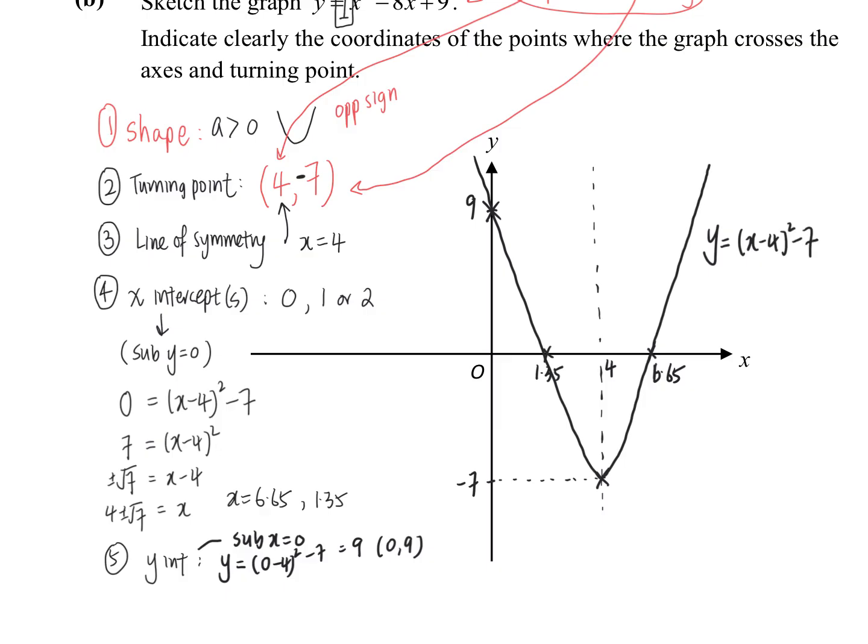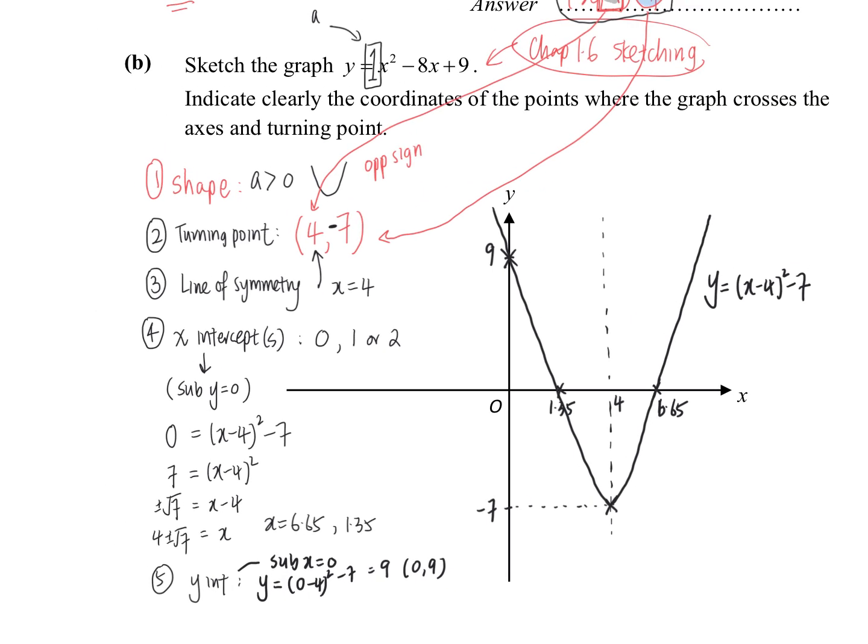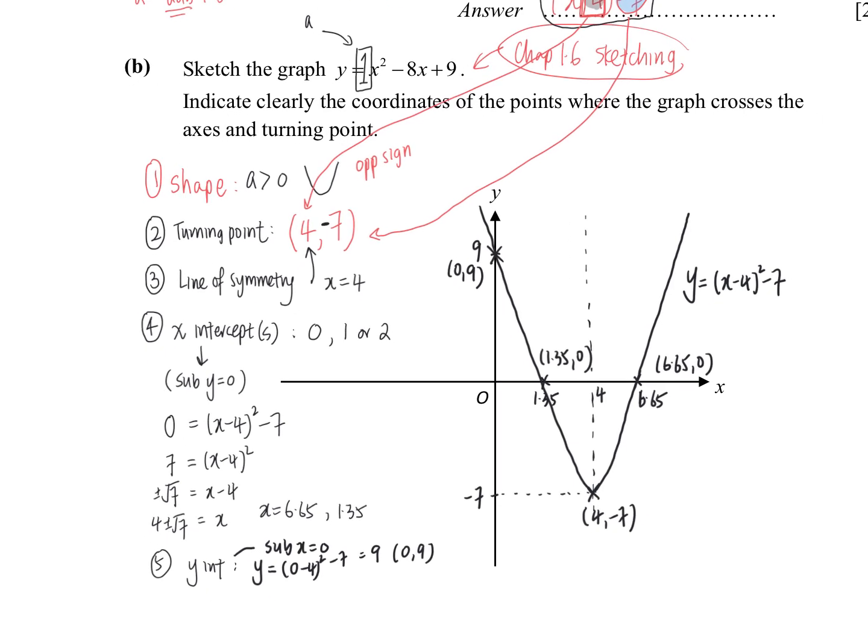They say, can you indicate clearly the coordinates of the points where it crosses the axis and the turning point? So just make sure you go and write down the turning point. Write all the coordinates so that they cannot deduct your marks. Then you are done. These are the typical steps to find the sketch. Usually it's 3 marks.